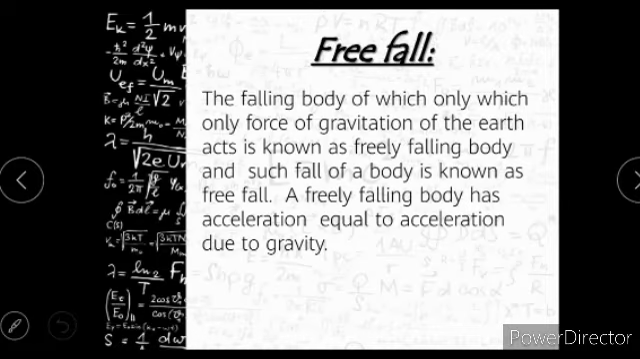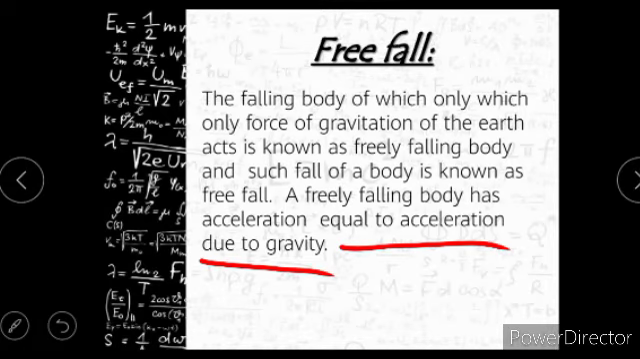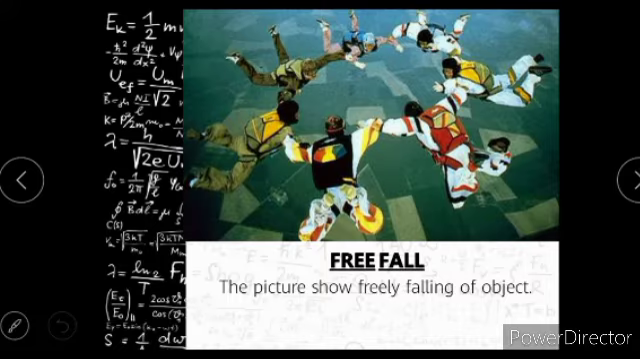A freely falling body has acceleration equal to acceleration due to gravity. I hope you have understood. Now you can see in the picture, some people are gliding in the sky. Have you ever seen any skydiver in any movies?